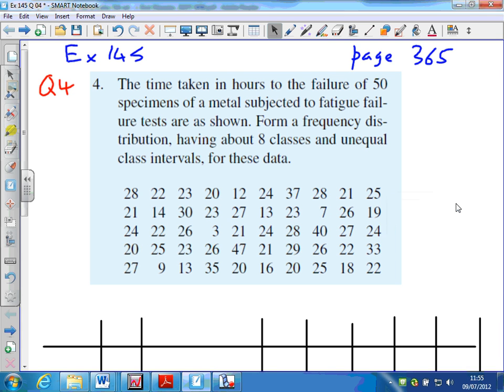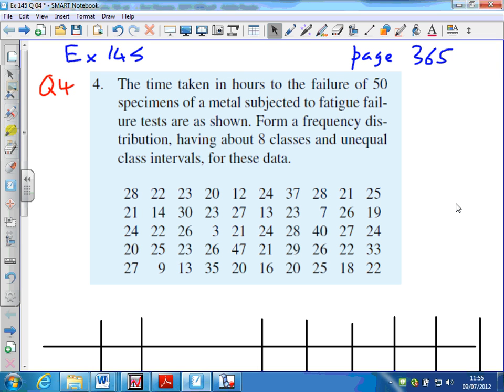Okay, exercise 145, page 365. I'm going to have a look at question 4 and use the data in this question to form a frequency distribution so that I can then produce a frequency polygon, a cumulative frequency curve, from which I'll get the median and talk about the other quartiles that might be involved there, and also a histogram at the end.